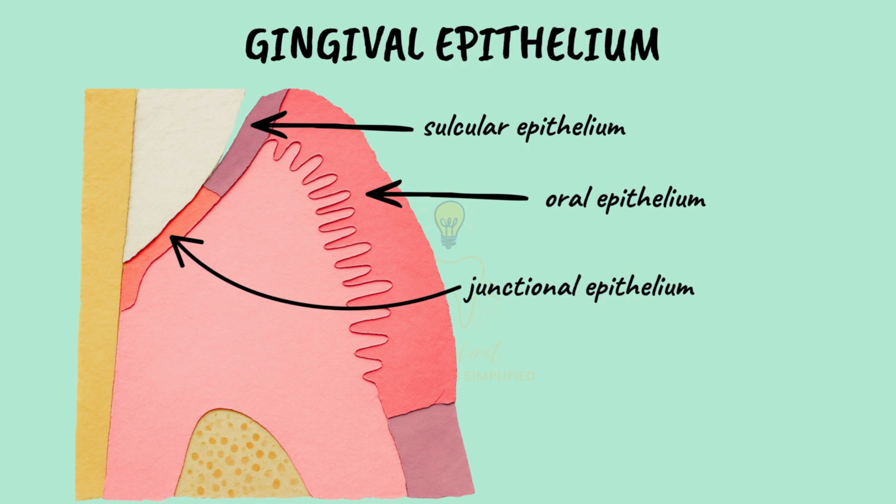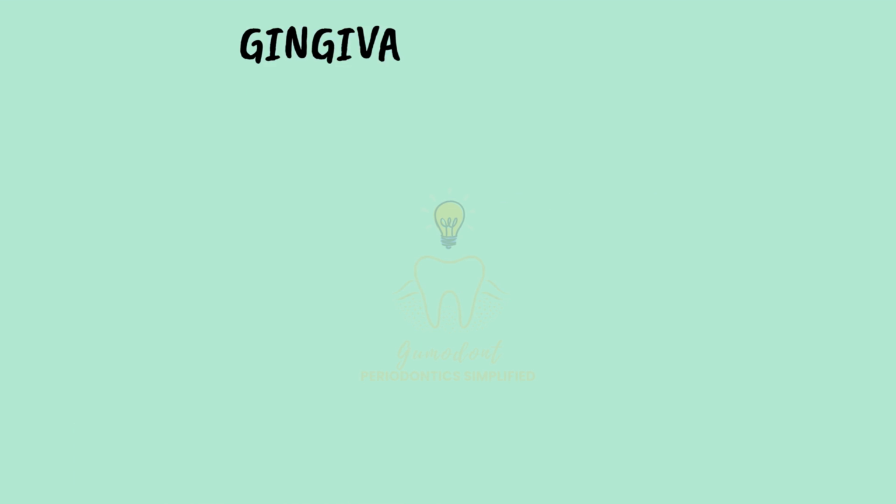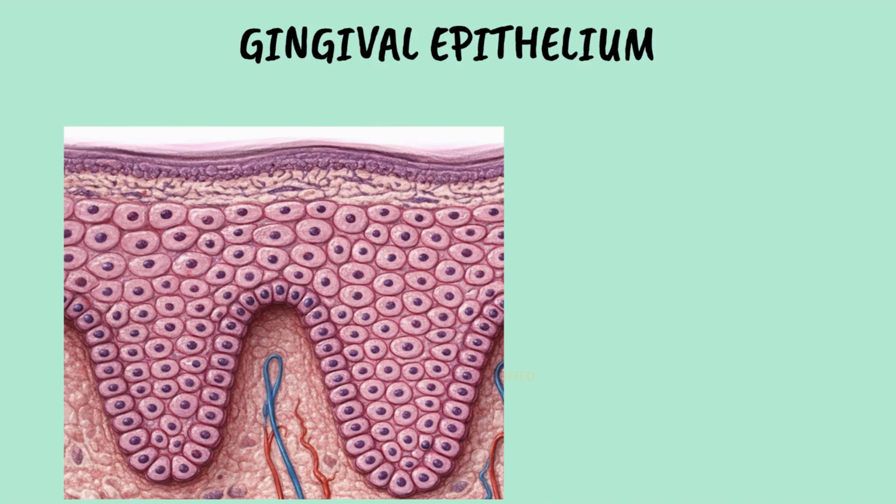Before we understand these types, let's quickly revise its basic histology. Gingival epithelium is mostly keratinized and has four layers: stratum basale, that has cuboidal cells; stratum spinosum with polyhedral cells; stratum granulosum, that has flattened cells with keratohyalin granules; and stratum corneum, which is the outer keratinized layer. Now that we know the layers, let's look at the cells that form them.